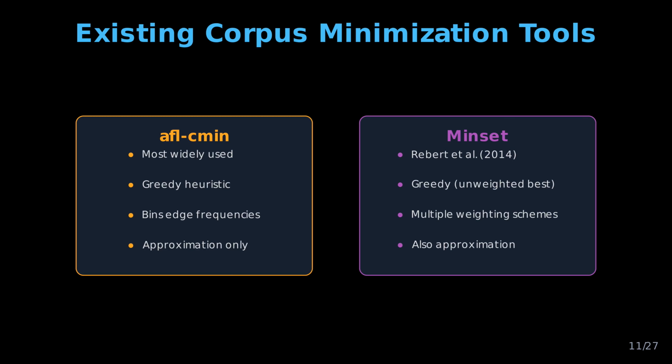Let's look at the two main existing tools. MinSet, proposed by Rebert et al. at USENIX Security 2014, performs a greedy unweighted minimization based purely on which edges are covered. It was evaluated with a black box fuzzer called BFF. AFL-cmin is AFL's built-in minimization tool and is probably the most widely used. It takes a more nuanced approach. It considers not just which edges are covered, but also the frequency at which they are hit. Using AFL's binned edge count system, it then does a greedy minimization weighted by file size. The key limitation of both tools is that they're heuristic approximations. They don't guarantee that the resulting corpus is truly minimal.